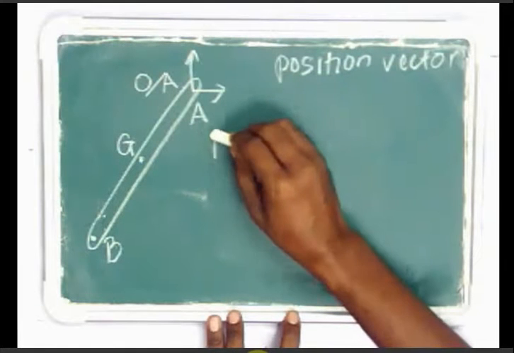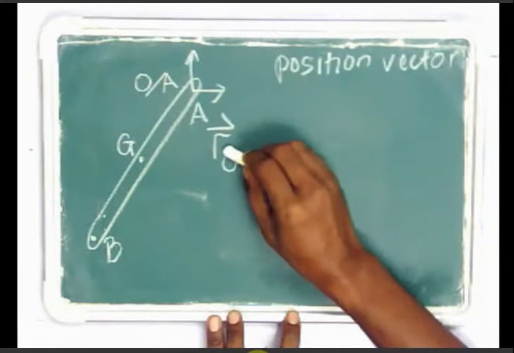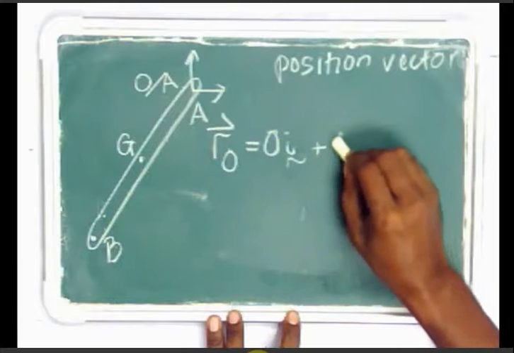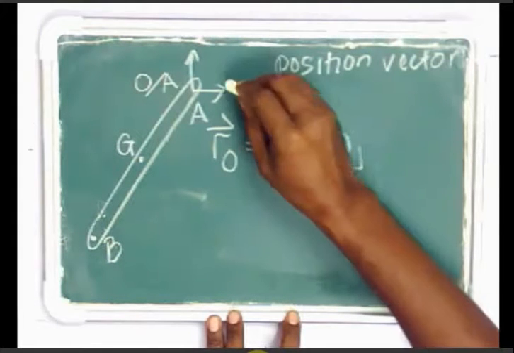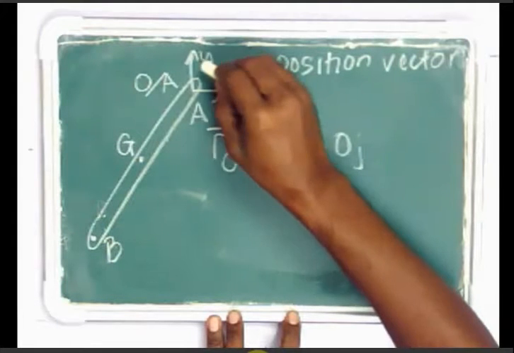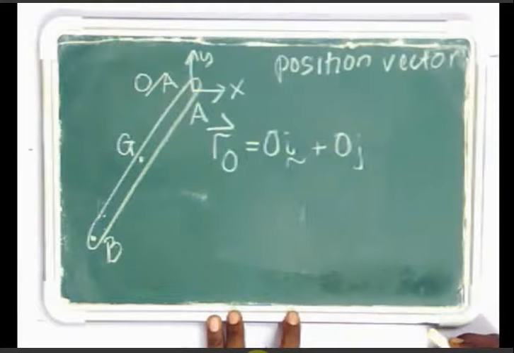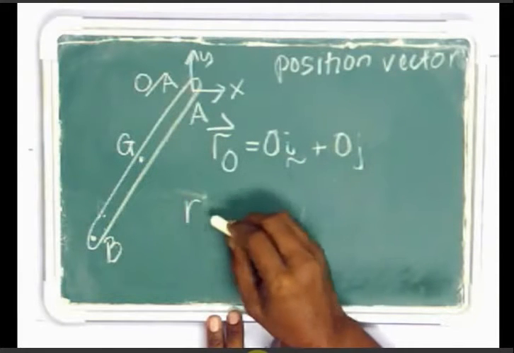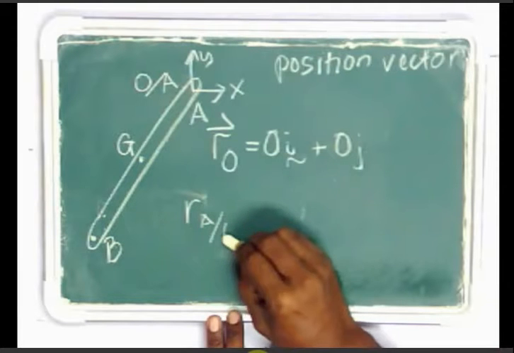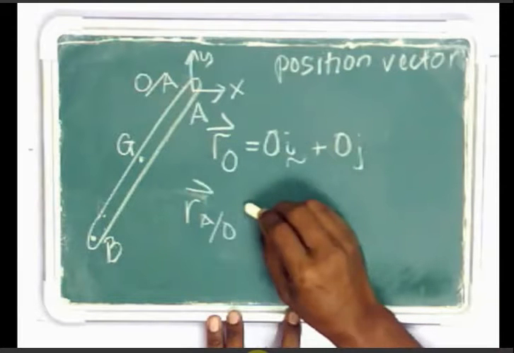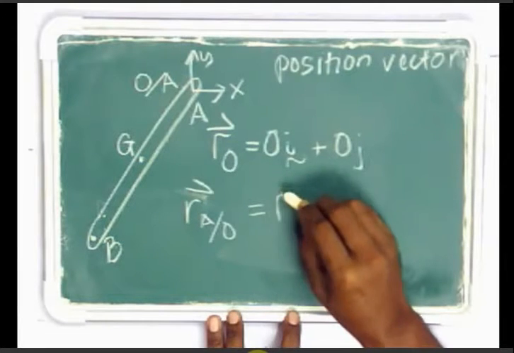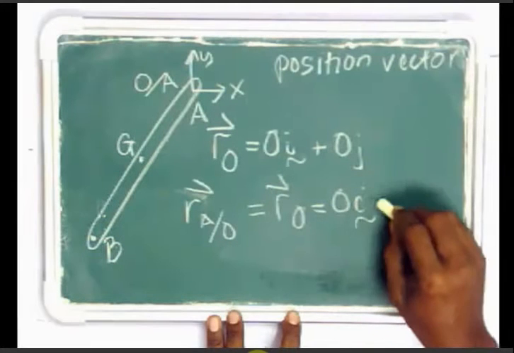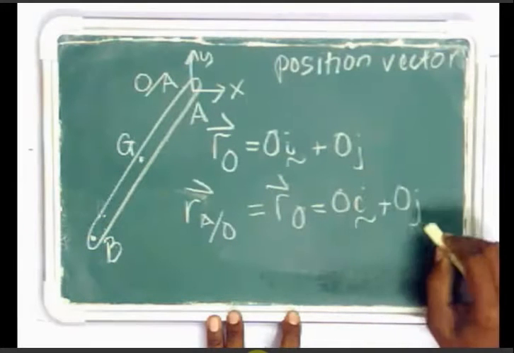Now the position vector for origin is given by 0i plus 0j, because we are using the Cartesian coordinate system. And then for that reason we have position vector of A. This one will be equal to position vector of O, 0i plus 0j.